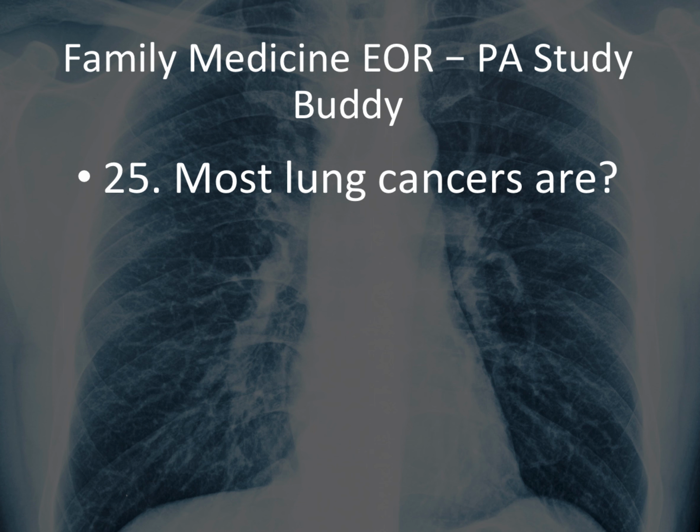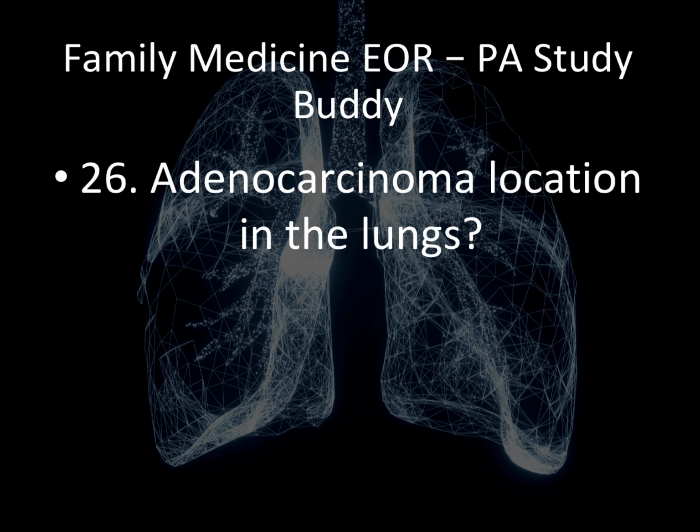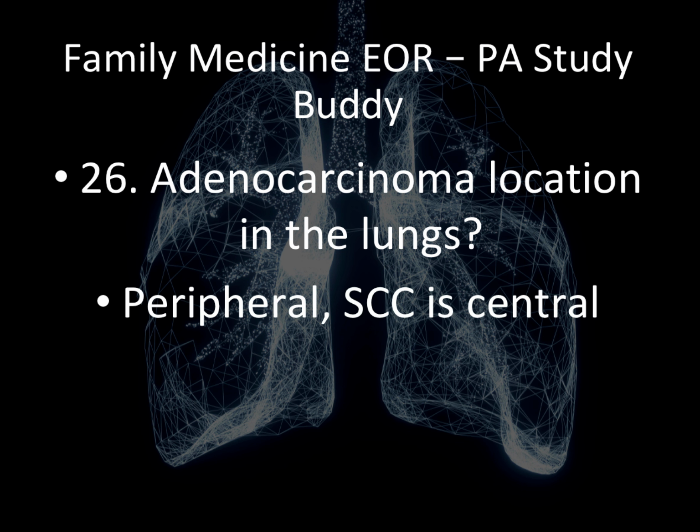Most lung cancers are what? They're going to give you a stem with different lung cancers, and they're going to ask you which one of these is most commonly seen, and the answer is non-small cell carcinoma. 85% of lung cancers are non-small cell. Adenocarcinoma location in the lungs: another stem question could tell you there's a lung cancer noted and show you an x-ray. It's either peripheral or central, so you should know that adenocarcinoma location is always peripheral, while small cell carcinoma is central.